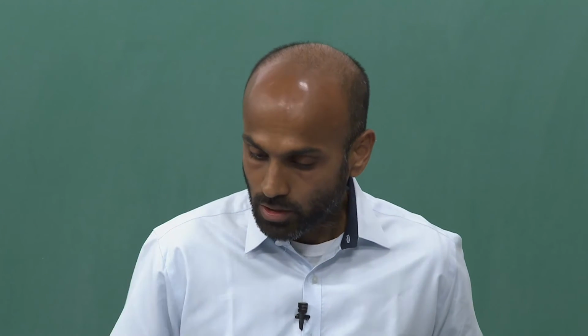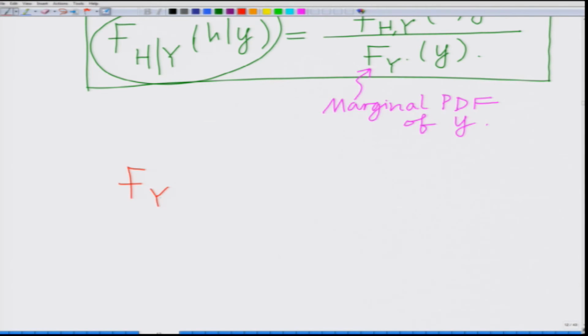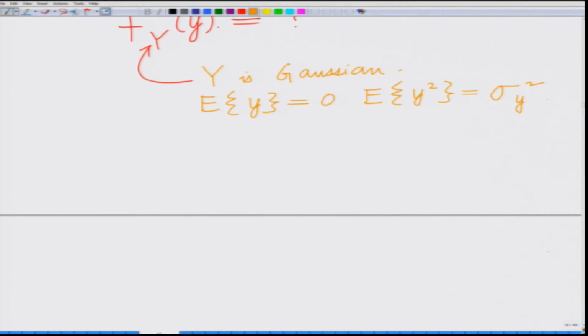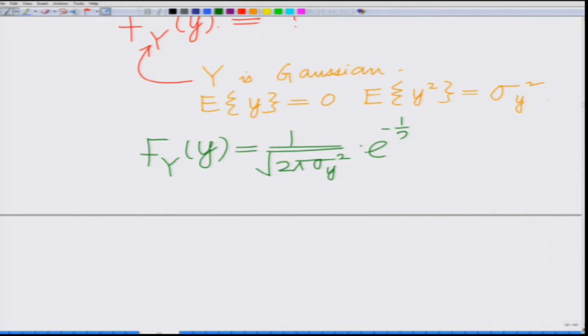Now, first we know the marginal probability density function of y. This is easy to compute. What is this? We know that y is a Gaussian random variable, with expected value of y equal to 0 and expected value of y square equals sigma y square. So, y is a Gaussian random variable with mean 0, variance sigma y square, which implies f of y equals 1 over square root of 2 pi sigma y square times e raised to minus 1 over 2 times y square divided by sigma y square.